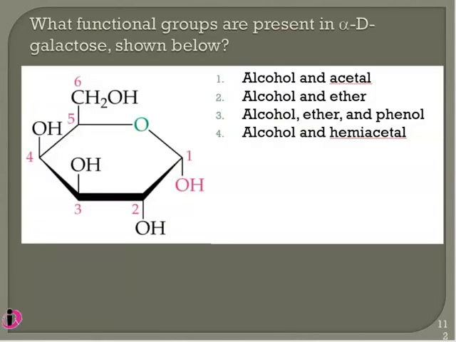What functional groups are present in alpha-D-galactose, shown below? We look at these, we should see that there is an alcohol, alcohol, alcohol, alcohol, alcohol, and an O. The carbon is attached to an OR group and an alcohol, so it's a hemiacetal. So the answer there is the alcohol and hemiacetal, number 4.